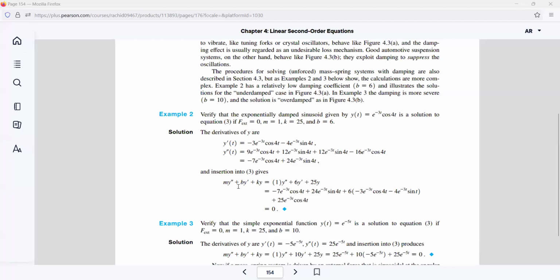Look at this, and it will help you a little more later when you solve. So you see here, when F is 0, M is 1, K is 25, these are the same, but B is 6 and B is 10, an increase in B. We have the solution here that has these parts, but here we have this part, right? So you can see what's going on. Yeah, the solution has changed because of how B changed.